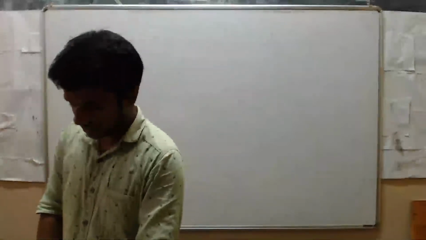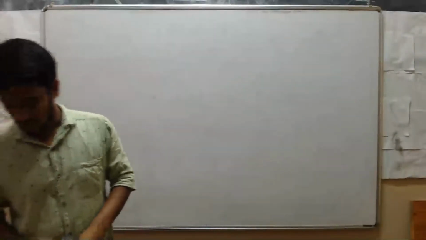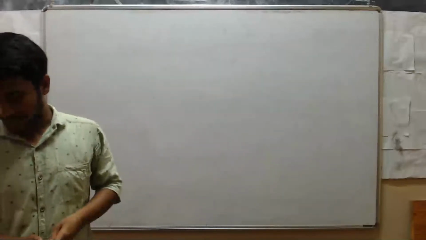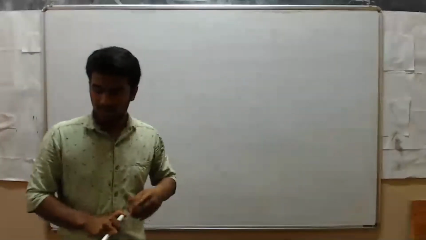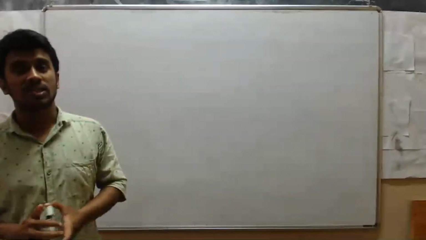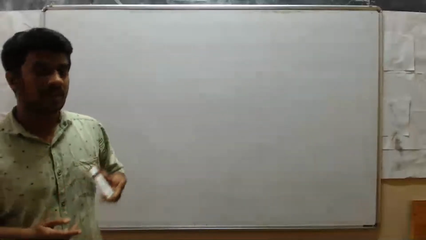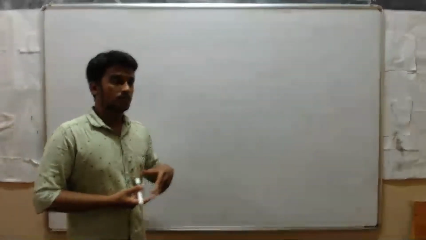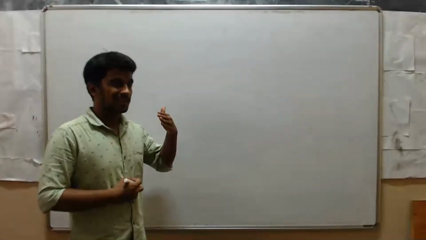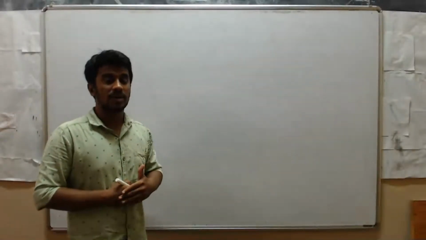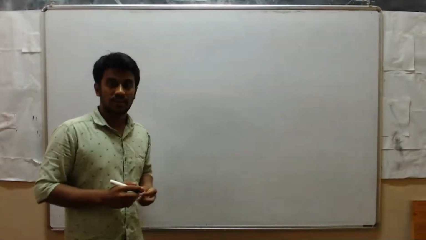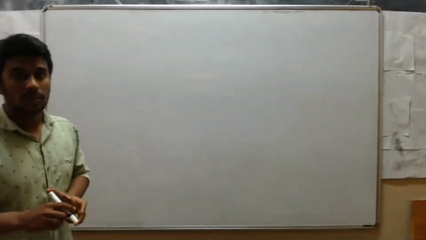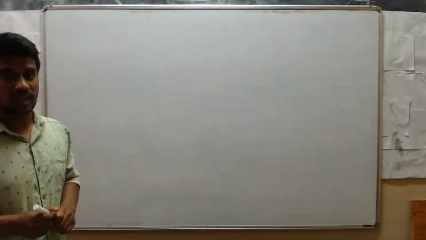First we'll discuss what myopia is. Myopia is also known as nearsightedness. A person with myopia can see nearby objects clearly but can't see far objects clearly. So this defect is called myopia or nearsightedness.